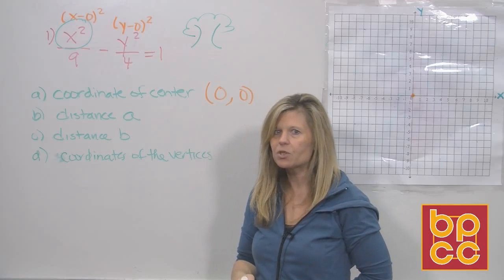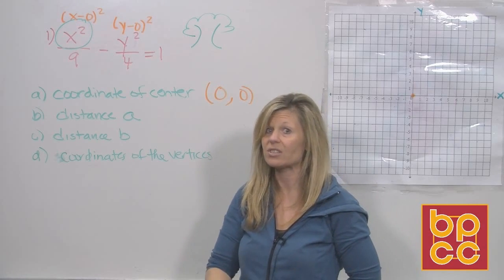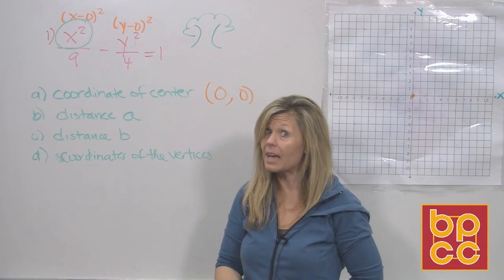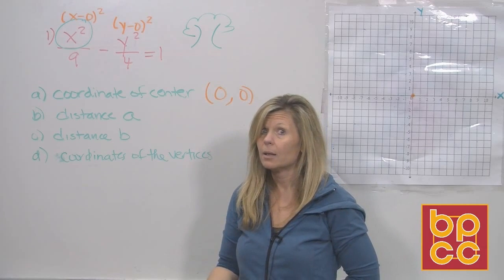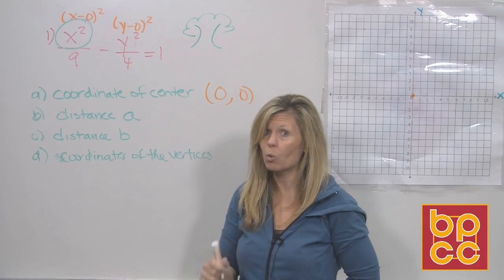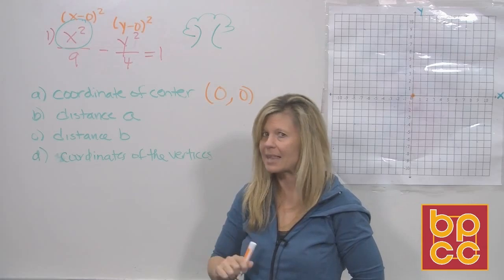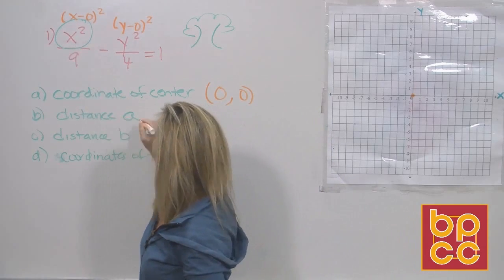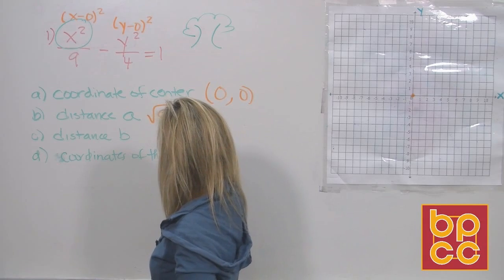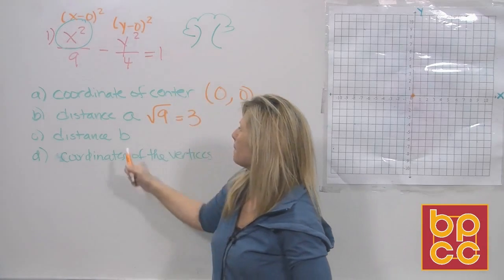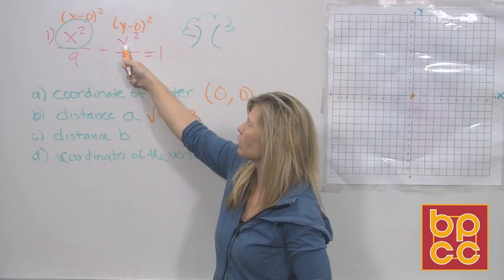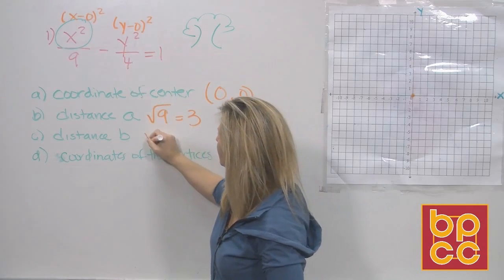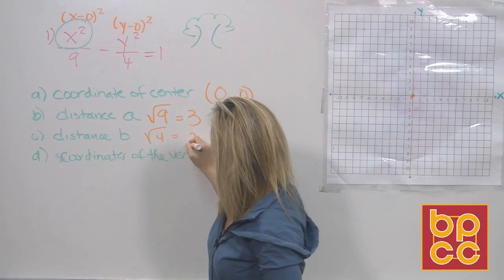Just like the ellipse, you're going to get me the 2 distances. A is always going to be underneath x. B is always going to be underneath y. A and B are going to stay in that order. So my A distance is going to be the square root of 9, which is 3. My B distance is always going to be underneath y. So my B distance is going to be the square root of 4, which is 2.